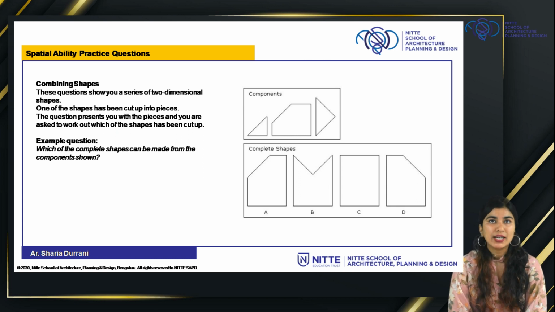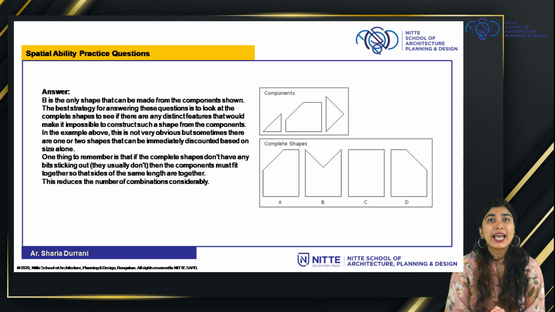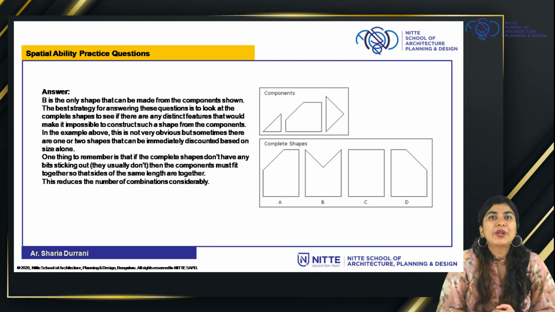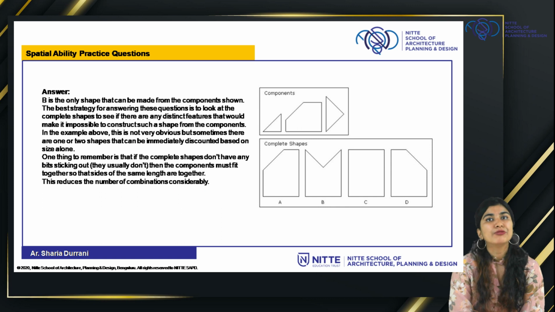The best strategy to answer these type of questions is to look at the component figures and relate them with the complete shapes. Now in certain cases, the complete shapes have different lengths and sizes, and in those cases, just looking at the component figures, you can eliminate a few of the options just based on the length and size of the object. The best way to practice these type of questions is having a trial and error method of cutting shapes and trying to combine component figures to make a complete shape. The correct answer here is option B.